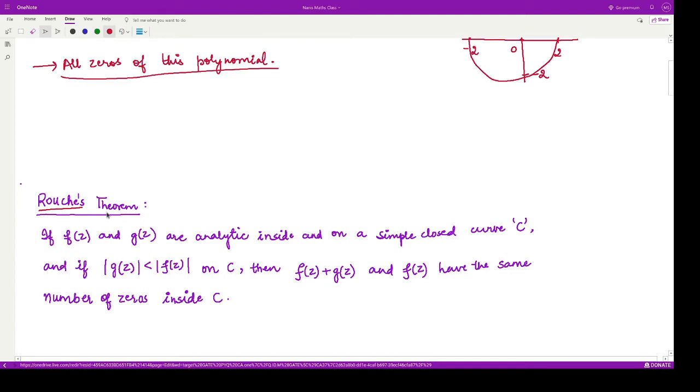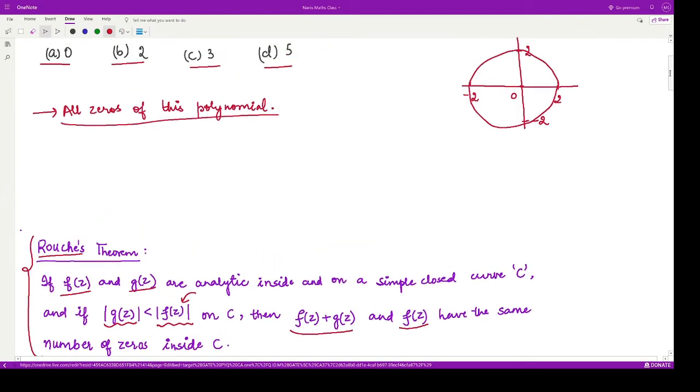This theorem says that if we are given two polynomials f of z and g of z which are both analytic inside and on a simple closed curve C, and moreover it is given that the modulus of any one of them is less than the other, then the sum of these two polynomials, f of z plus g of z, and the one having greater modulus, that means f of z in this case, have the same number of zeros inside C. So now let us look at how this theorem solves our problem.